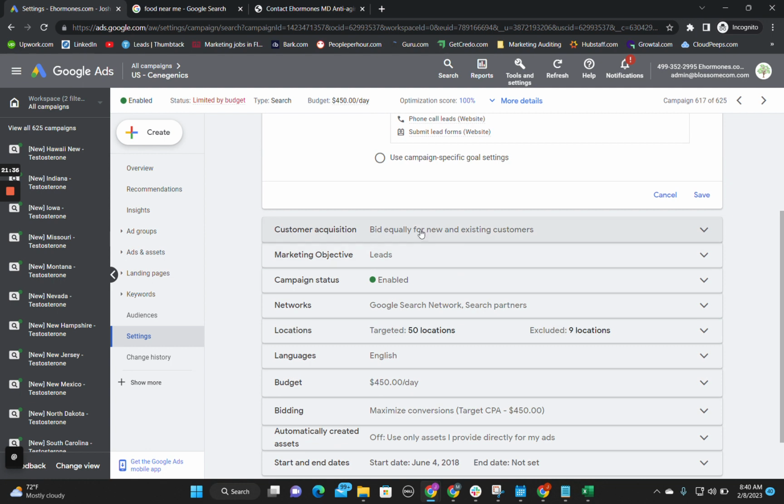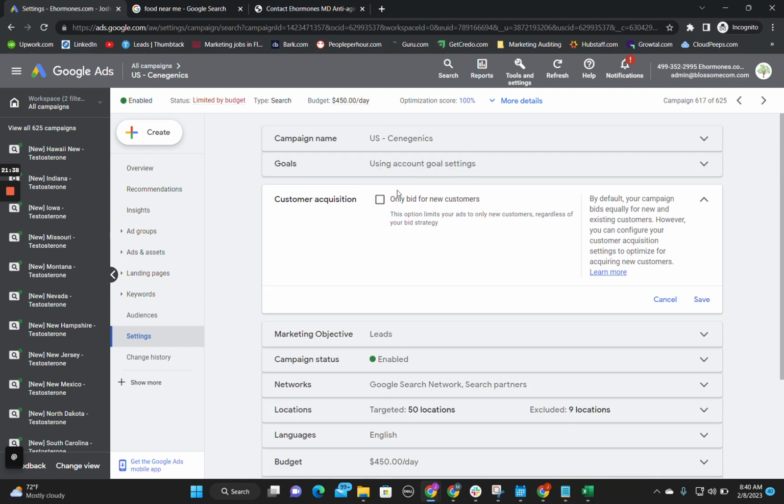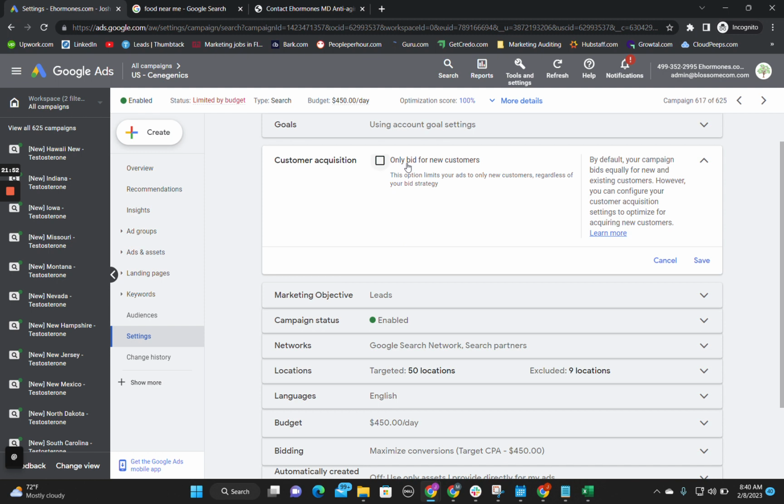All right, bid equally for new and existing customers. I don't like to check this button because it's currently kind of buggy. This may be good in the future, but whenever I upload a list and everything, it just becomes a retargeting campaign. I have tried it a lot. I just don't find a lot of use in it at the moment.